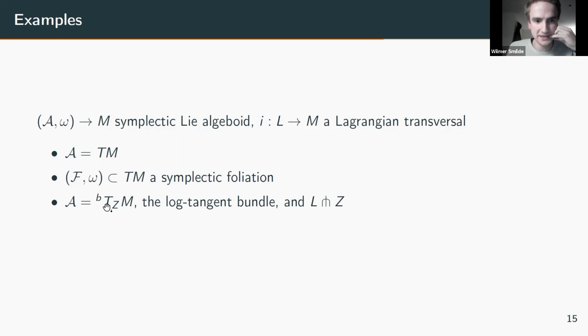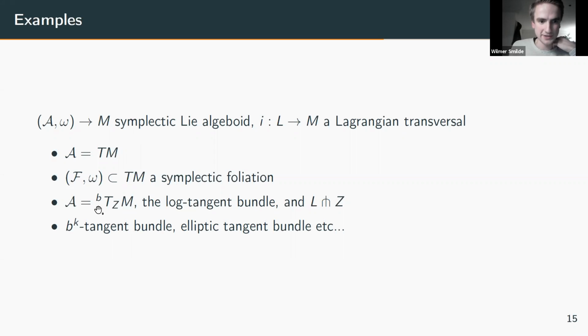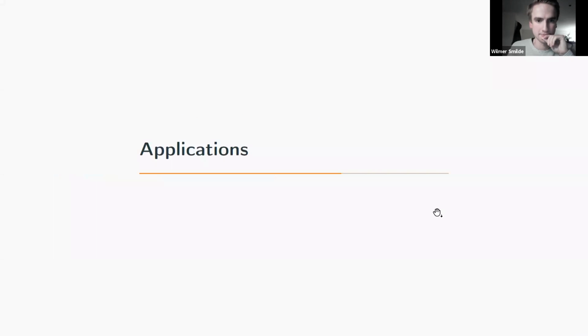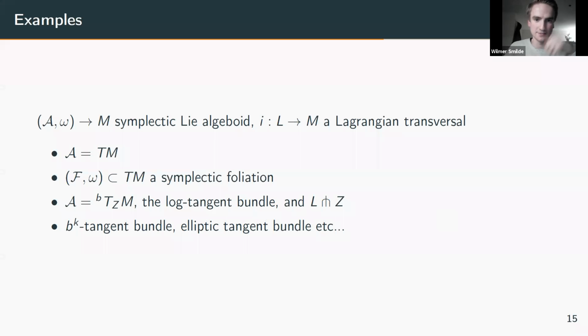If the algebroid is the b-tangent bundle that we saw from the last talk, then transversal means that L is transverse to Z. And in this case, you have a Lagrangian neighborhood theorem adjusted to the b setting. And you can also do this for other Poisson structures like the bk tangent bundle, elliptic tangent bundle, etc. And it all puts these kinds of neighborhood theorems under one umbrella. All right. Any questions at this point?